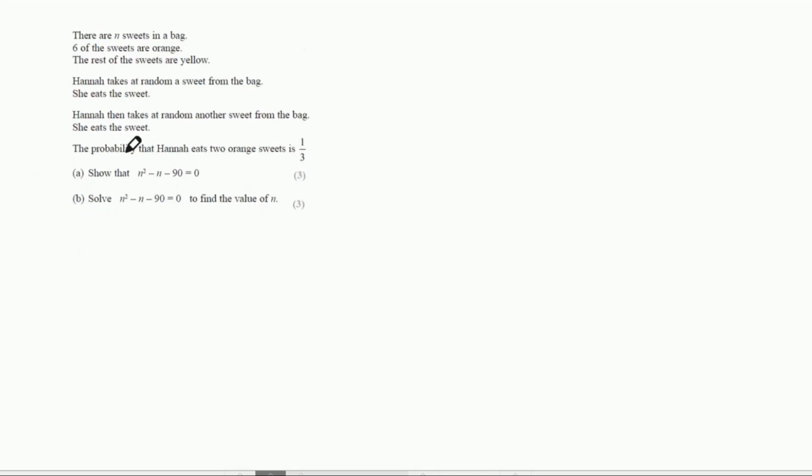How do we get this quadratic equation based on this information that's being presented to us? Well, let's just forget about the quadratic equation for now, and let's just write down algebraically some of the things that they tell us in the first few sentences. Remember, we're told that there are n sweets in a bag, so that's the total. 6 of the sweets are orange and the rest are yellow. So we can straight away write an algebraic expression for the number of yellow sweets. It's going to be the total number of sweets, take away the orange sweets, and that's how many yellow sweets there are.